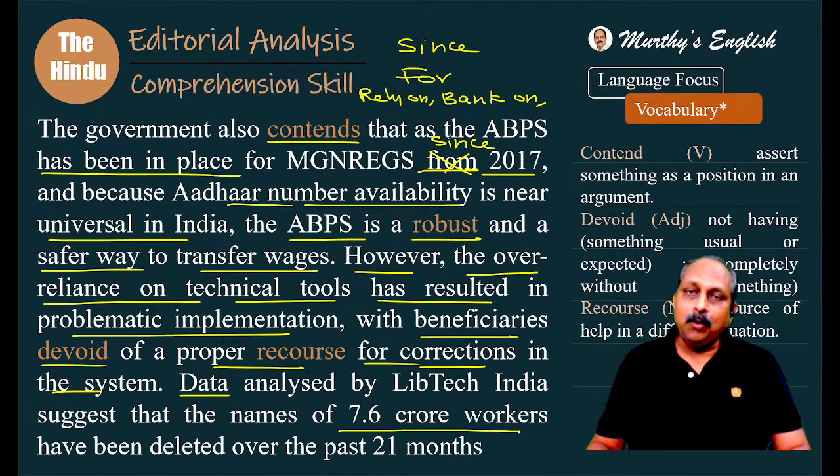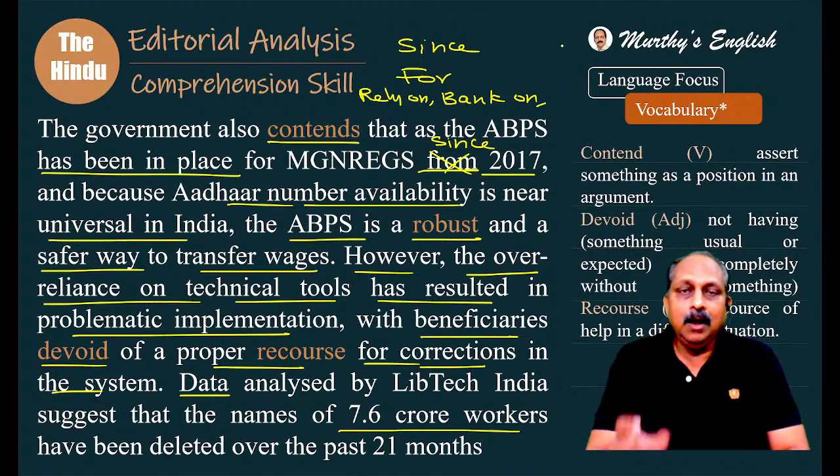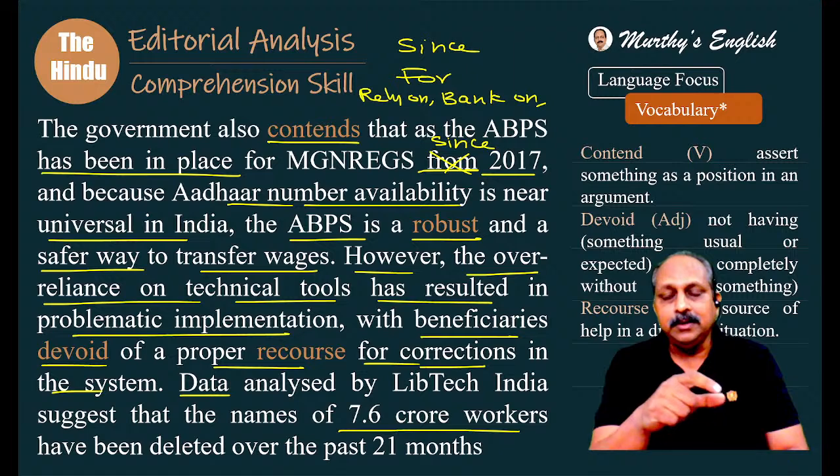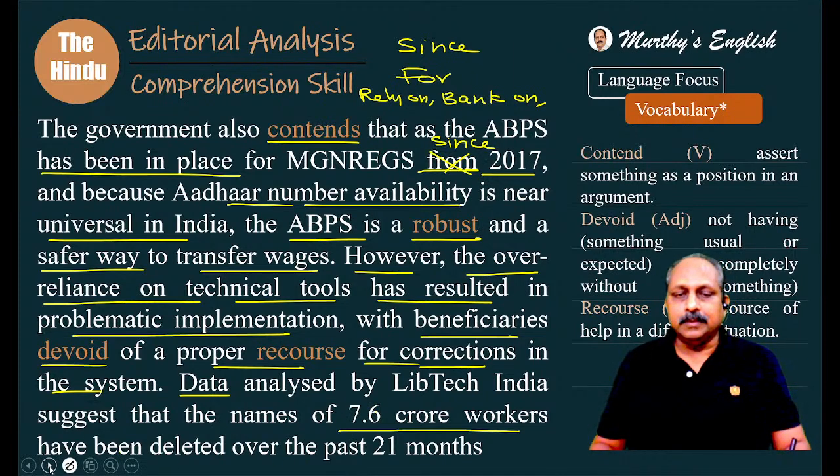And whenever you come across a sentence in passive voice or indirect speech, immediately you have to ask yourself what could be the sentence in active voice, what could be the sentence in direct speech. Here, imagine the subject is they. They have deleted over 7.6 crore workers. Active voice. Over 7.6 crore workers have been deleted by them. By them, we don't mention, it is understood.